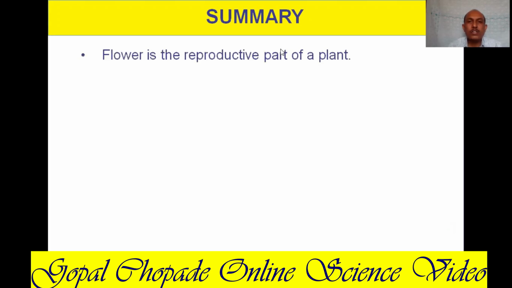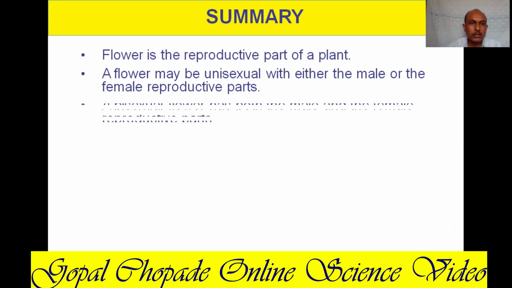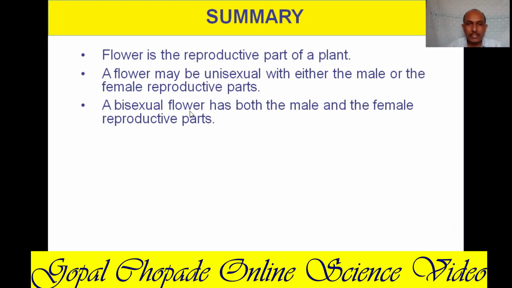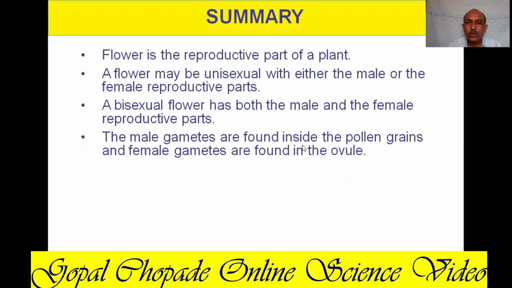Now I will summarize, then I will take your questions. So what have you learned? A flower is a reproductive part of a plant, that is, the sexual reproductive part. A flower may be unisexual, that is, containing either male or female reproductive parts, or it may be bisexual, which has both male and female reproductive parts. So that we have seen. The male gametes are found inside the pollen grains and female gametes are found in the ovule. The pollen grains are produced by the anther and the ovules are produced by the ovary.